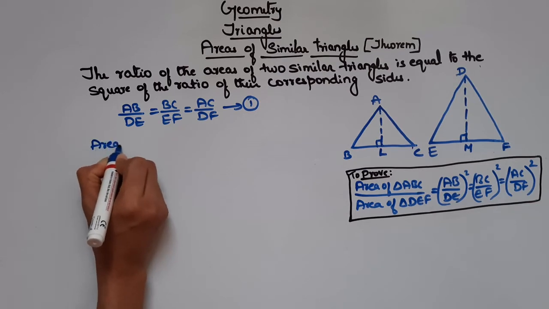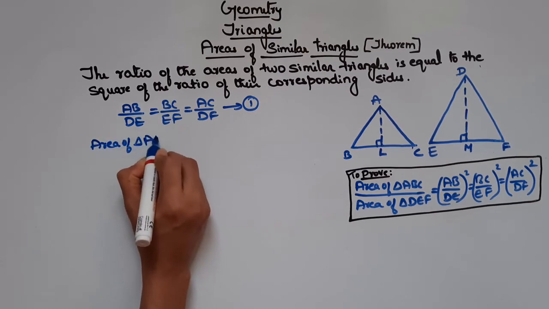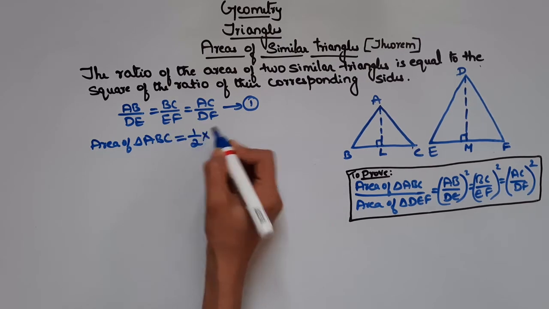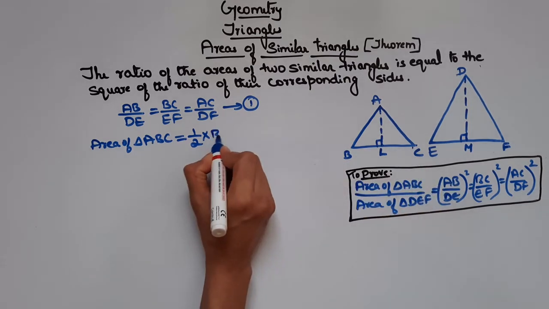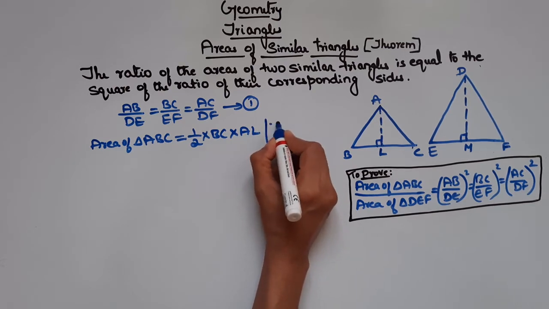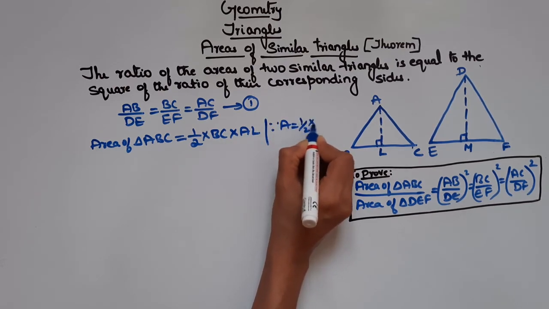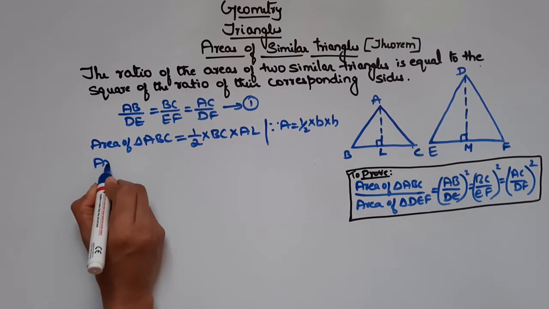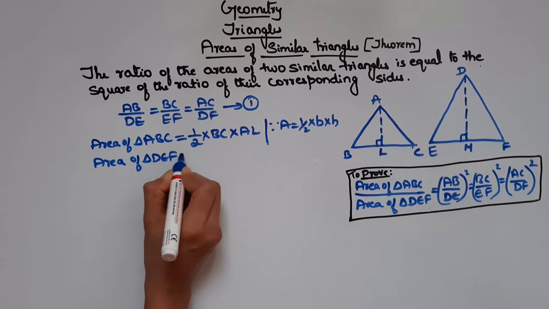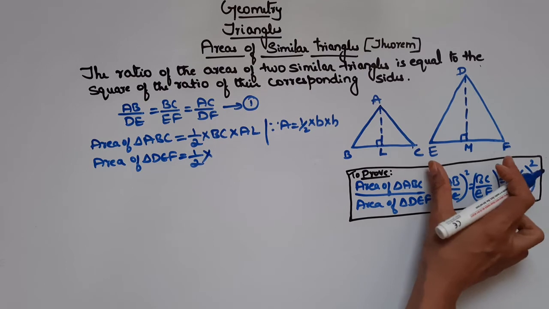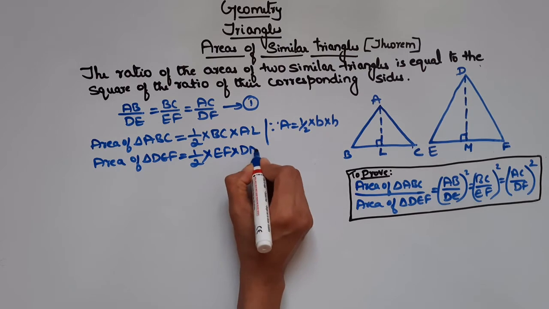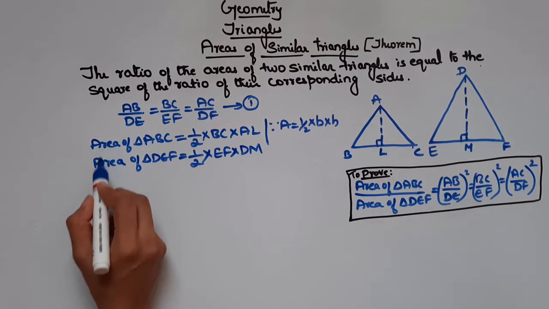Alright, so area of triangle ABC is equal to, we know area of the triangle is given by half into base into height. Here base is BC into height is AL, right? We know area is given by half into base into height. Similarly, area of triangle DEF is equal to half into base, here base is EF, into height, here is DM, right? So now we want the ratio of these areas.